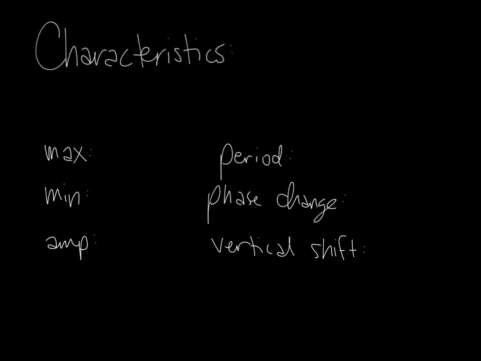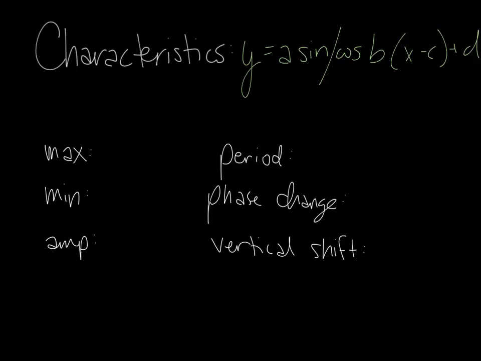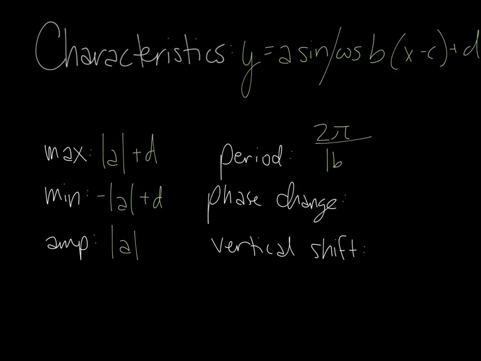So then you want to find the characteristics of the graph, given the equation y equals a sine or cosine, does not matter, of b times x minus c, plus d. To find the max, it's the absolute value of a plus d. Your minimum value is the same thing except negative absolute value of a plus d. Your amplitude, if there's no vertical shift or no d, is just the same as your max, but typically it's the absolute value of a. Your period is 2 pi over the absolute value of b.